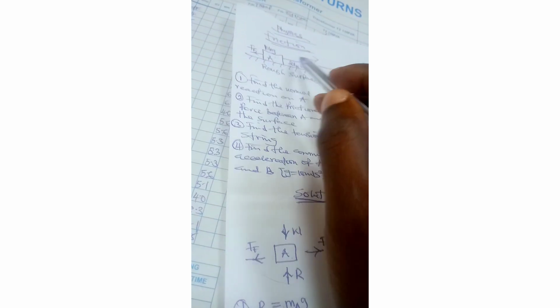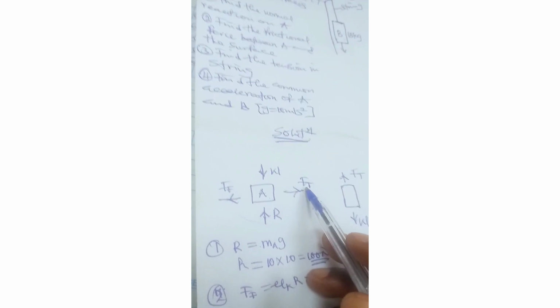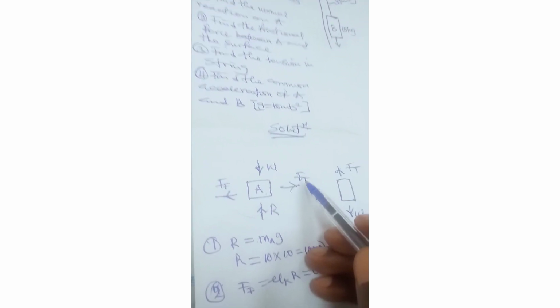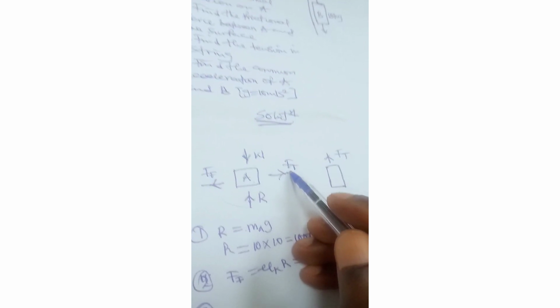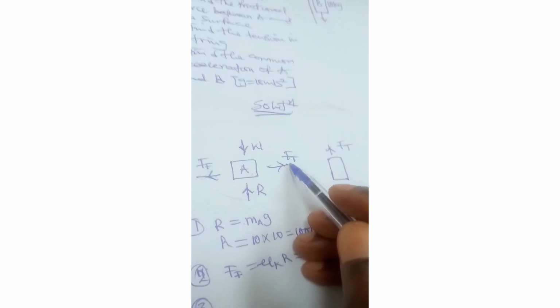That place is a bit tough, let me put it that way. Now look at this question very well. If you look at my analysis here very well, you realize that two forces acted on this object A when it is moving in this direction. The first force is friction, and the second one is the force due to the tension.